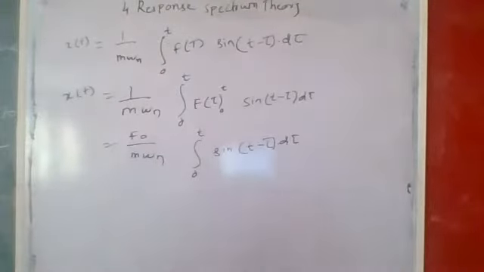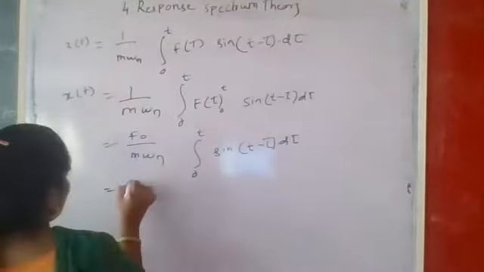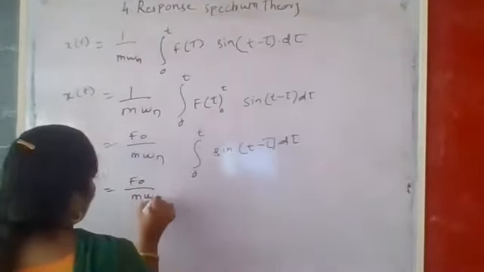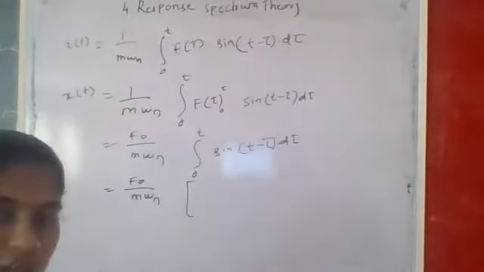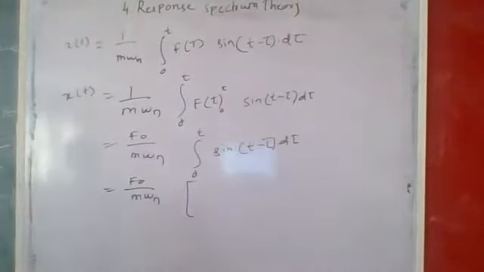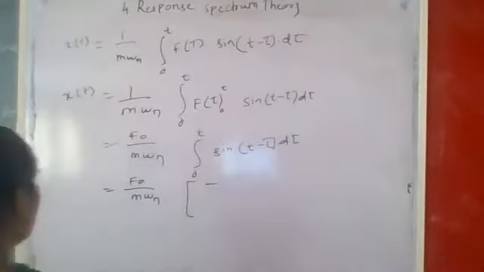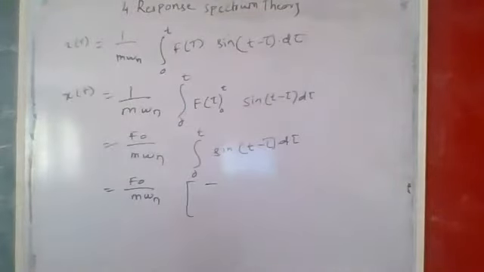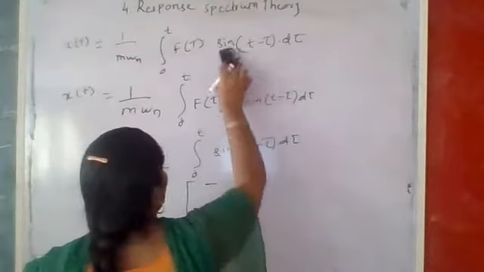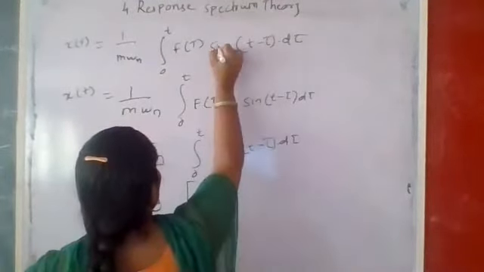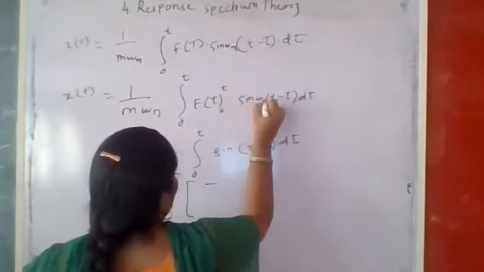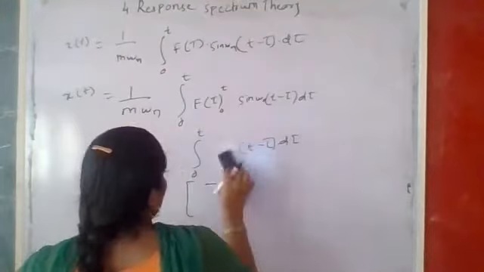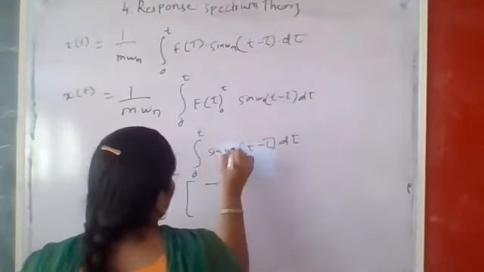So now we have to solve this integration. So how to solve this integration? That is f naught upon m omega n into integration of, what is the integration of sine? Integration of sine is minus cos. So I have to write here the sine of omega n into t minus tau.